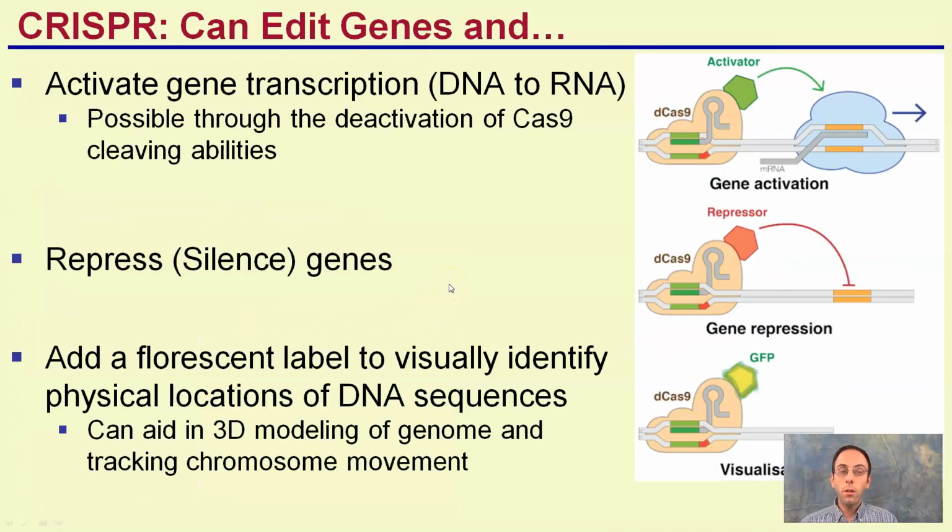Other than editing genes, CRISPR can also activate the transcription process. And remember, transcription is DNA to RNA. How that's done is through the deactivation of the Cas9 cleaving abilities, meaning that in this case, the Cas9 will not be able to break or cut in any way, so it's just able to go through and activate the transcription process. It can also repress or silence genes. Here we see it as a repressor blocking certain genes from being expressed.